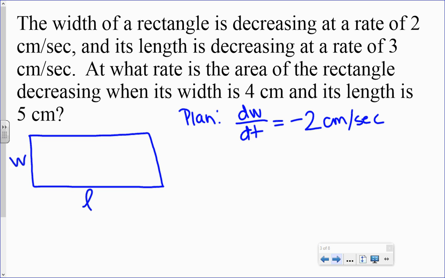Why is it negative? Because it's decreasing, okay? Its length is decreasing at a rate of 3 centimeters per second. What is that describing? dL/dt. Okay, in unison. dL/dt, does it say decreasing at a rate of 3? Yeah. So negative 3 centimeters per second.